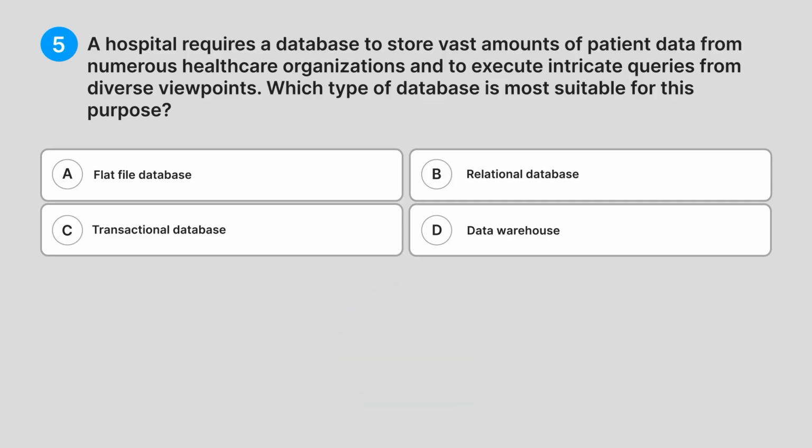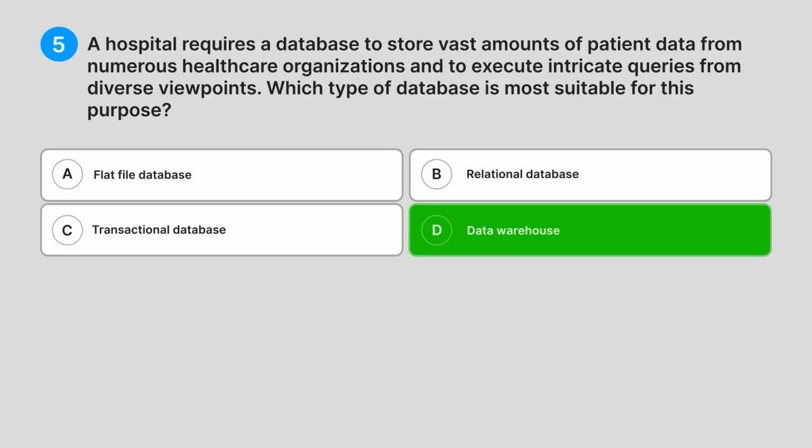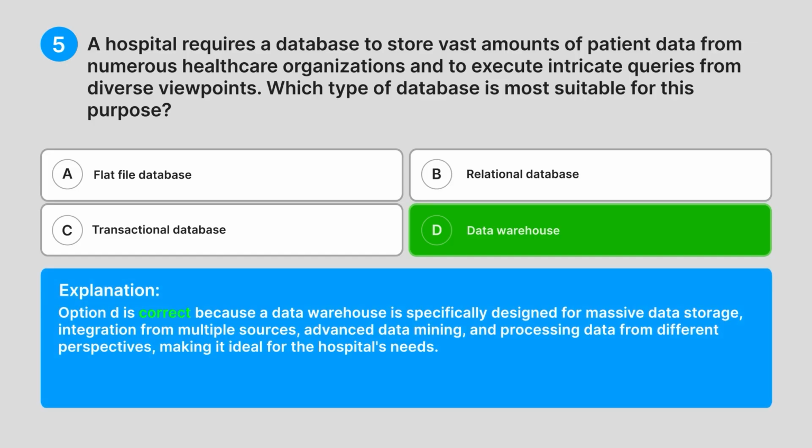Correct answer, D. Data warehouse. Explanation: option D is correct because a data warehouse is specifically designed for massive data storage, integration from multiple sources, advanced data mining, and processing data from different perspectives, making it ideal for the hospital's needs.